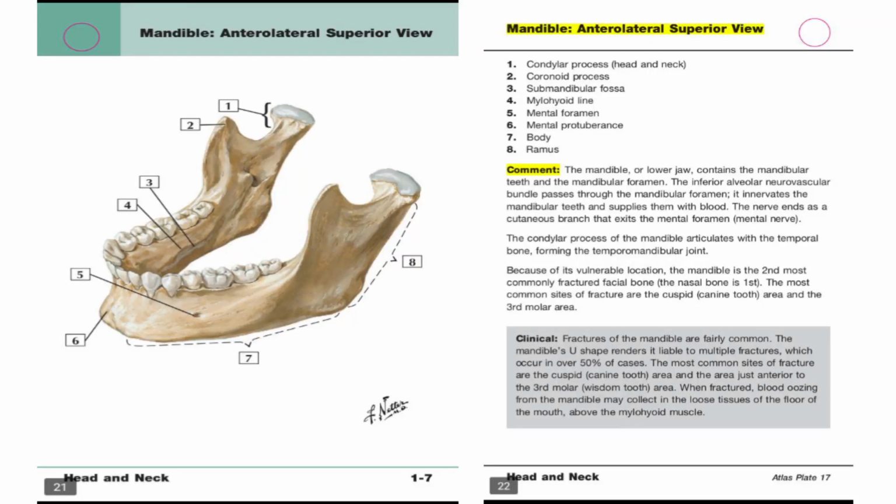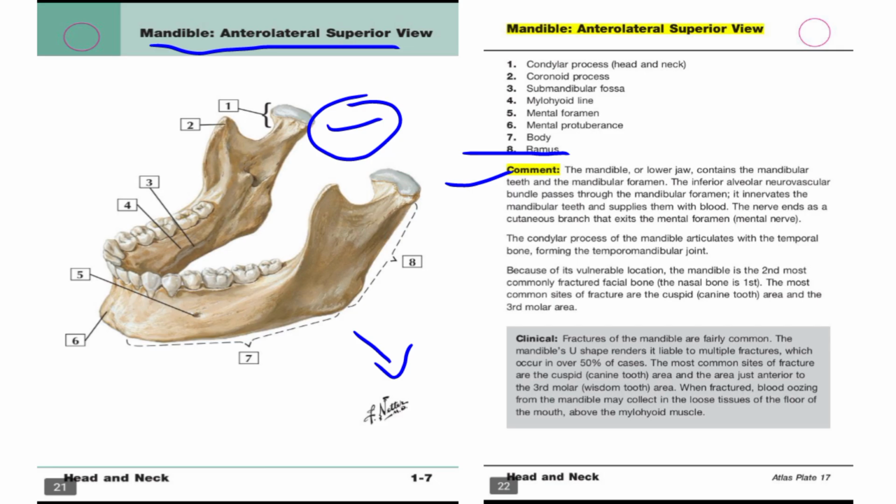In this lecture, I will discuss the mandible, anterolateral superior view. This is the anterolateral view, and we view from the superior. This is the playlist of Netter's anatomy flashcards. In this lecture, I will discuss the 8 labels, their detail and clinical point of view.